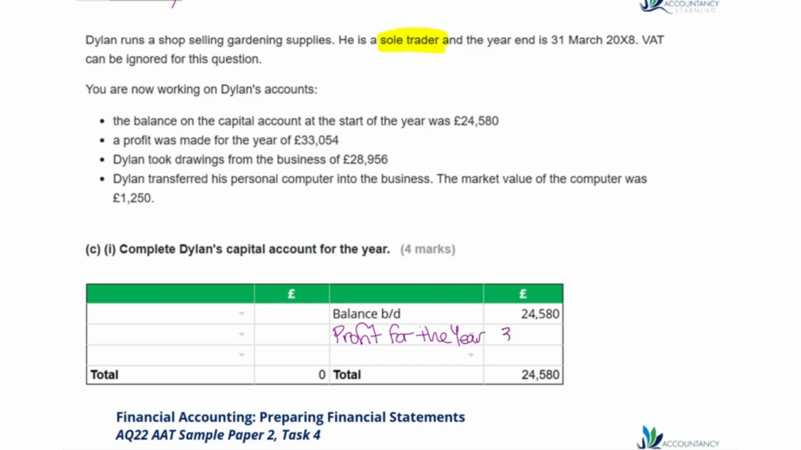And it was £33,054. Dylan took drawings from the business. So that's going to be the opposite of capital. So we're in his capital account. We're going to decrease the capital. So that's going to go on the debit side of 28,956.